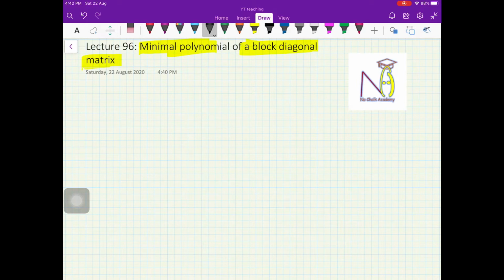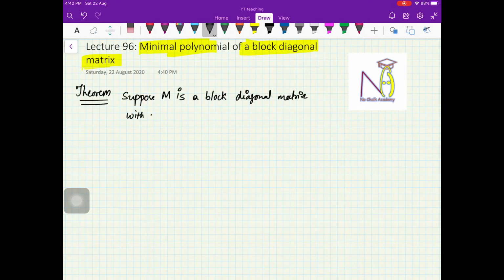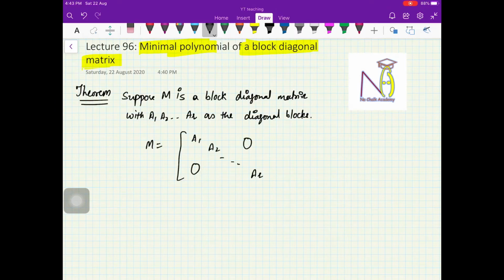It says that, suppose M is a block diagonal matrix with A1, A2, ..., AR as the diagonal blocks. So it means that your M looks like A1, A2, ..., AR on the diagonal and zeros elsewhere. These A1, A2, ..., AR are square matrices.